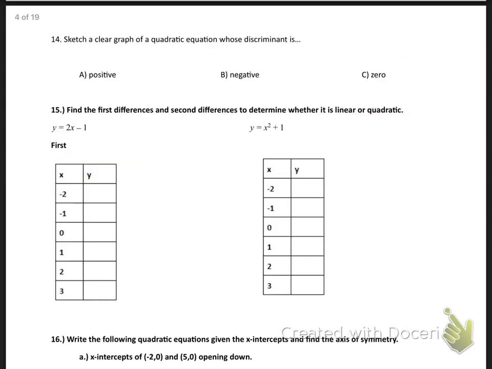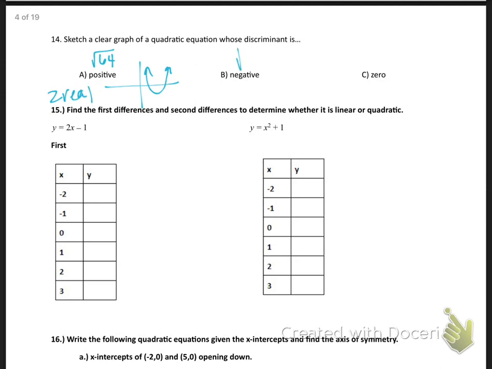All right, the next one. Sketch a clear graph of a quadratic equation where the discriminant is positive. So if my discriminant is positive, an example, square root of 64, we have a positive and -8, which means it intercepts twice. We have 2 real answers.